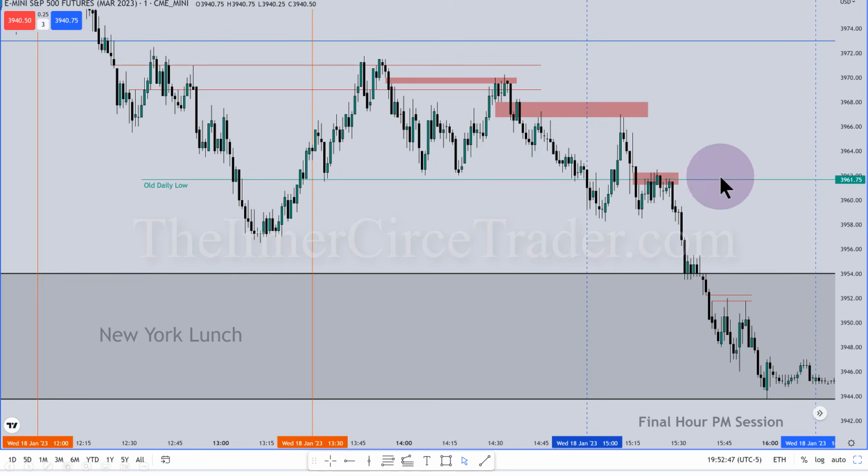The 3961.75 level also. This is an old daily low, as you can see here. That low, if you don't know what that is, drop a horizontal line on 3961.75 and go back up to a daily chart and look back a couple days, and you'll see where that is. That's an old daily low. I mentioned that in a tweet, told everybody to look for that, and it went down into it here.